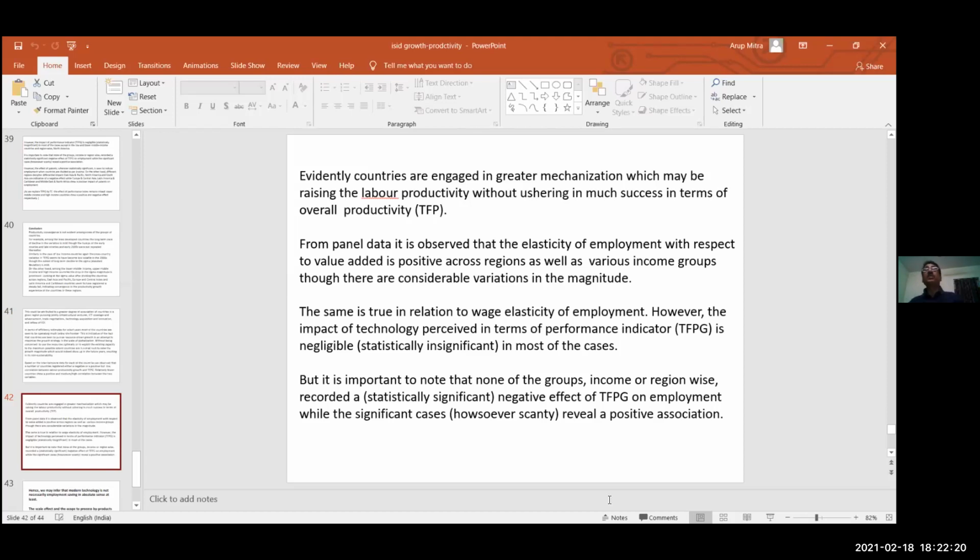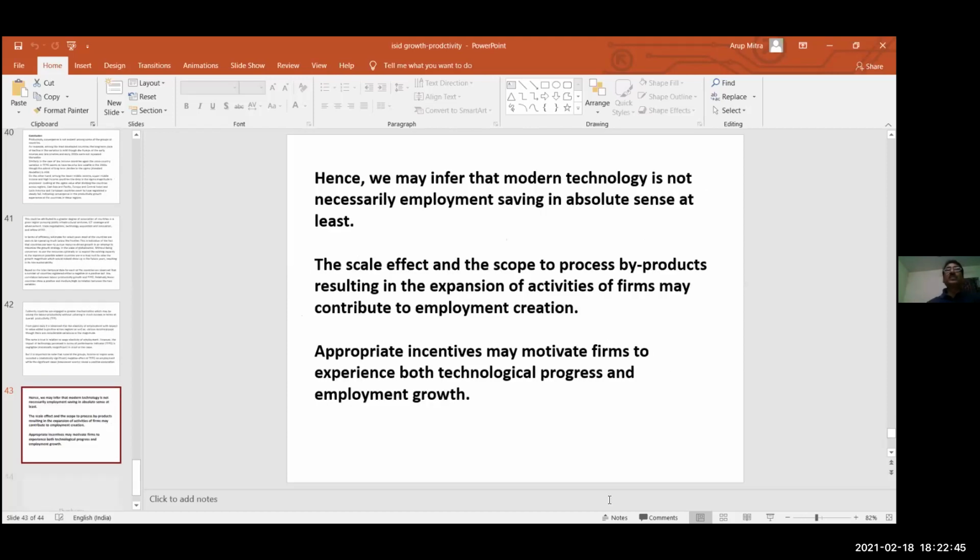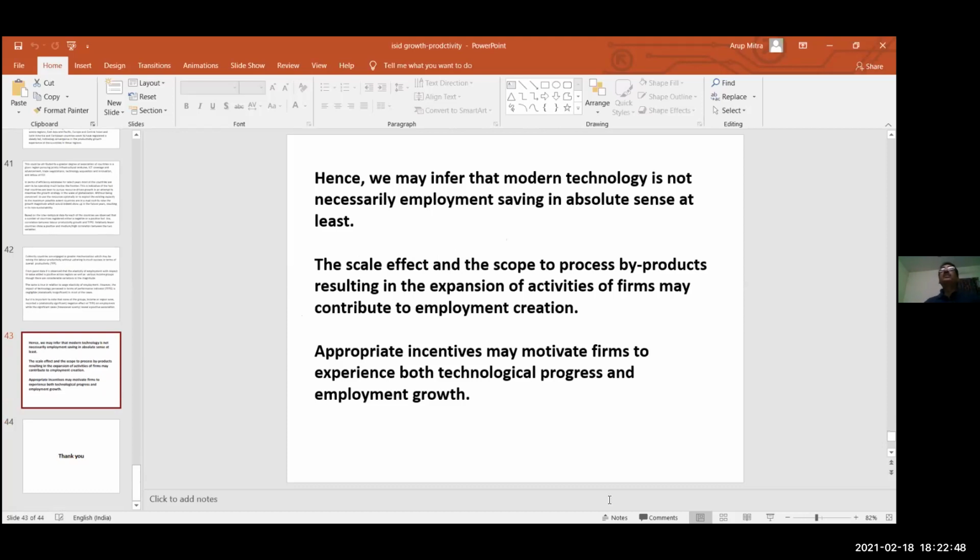However, the impact of technology, which is perceived in terms of the performance indicator TFPG, is negligible in most of the cases. But it is important to note that none of the groups, income or region-wise, recorded a statistically significant and negative effect of TFPG on employment. So this is what we call the silver lining, while the significant cases reveal a positive association. Hence, we may infer that modern technology is not necessarily employment saving in an absolute sense, at least.